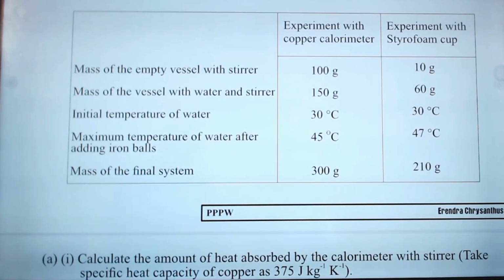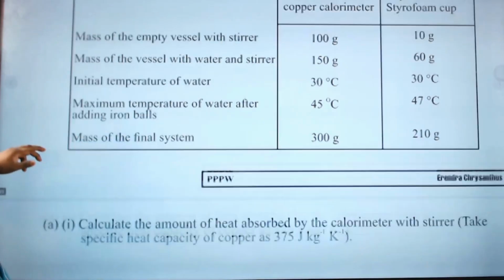Mass of the empty stirrer, experiment with styrofoam cup, mass. Mass of the vessel with water 150-60. Initial temperature 30, maximum temperature of water after 45-47. Mass of final system 300-210.